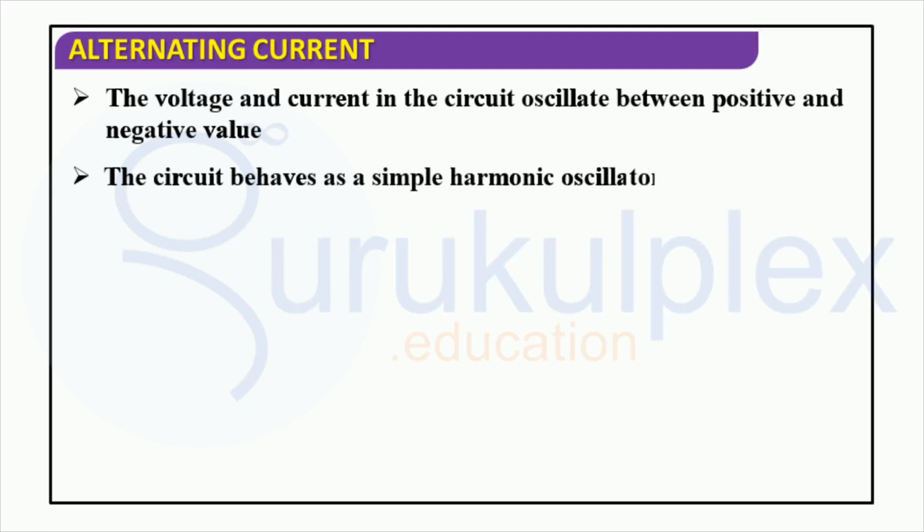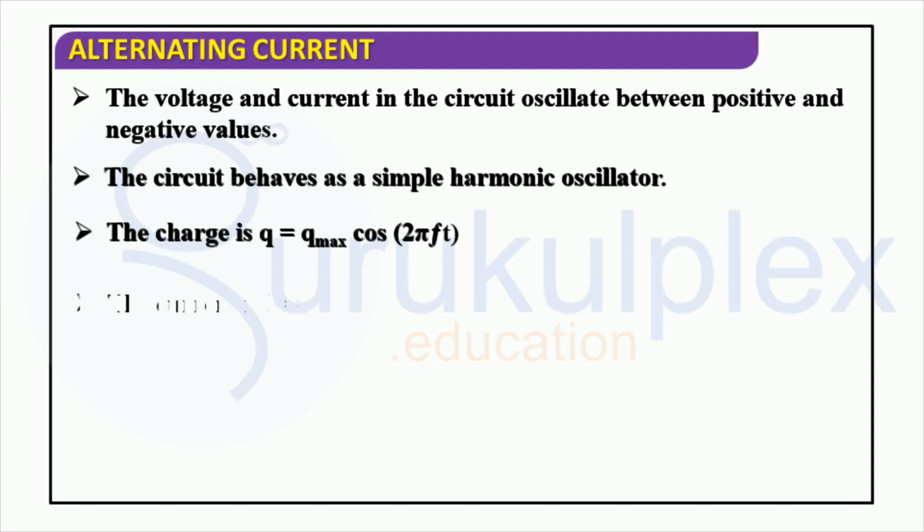As we can see, the circuit behaves as a simple harmonic oscillator, with the charge represented by Q equals Q max cos(2 pi f t), and the current by I equals I max sin(2 pi f t). This means that the voltage and current in the circuit oscillate between positive and negative values, forming a continuous cycle.